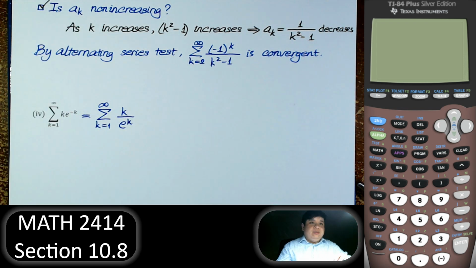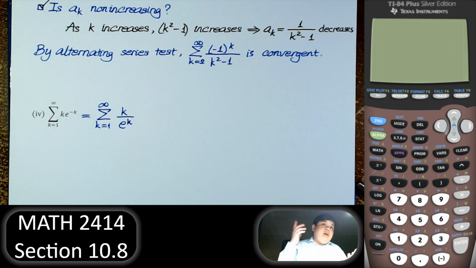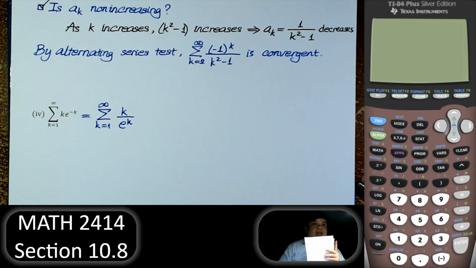Now, one term on the top, one term at the bottom. Most likely ratio test. Because if there is more than one term on the top and more than one term at the bottom, we have to use the limit comparison test. But on this one, we use the ratio test.